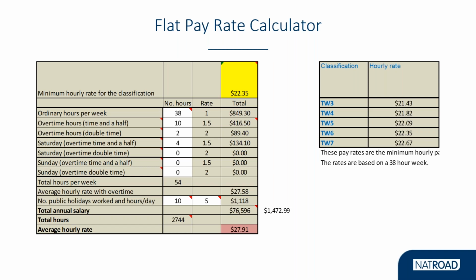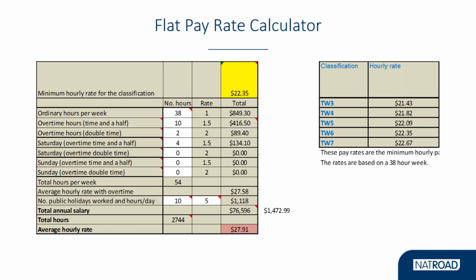So if you look to the right-hand slide, there's a table there. It sets out the rates for the Road Transport and Distribution Award. I didn't include a grade 1 or 2. It sets out the rates from a transport worker grade 3 to a transport worker grade 7.